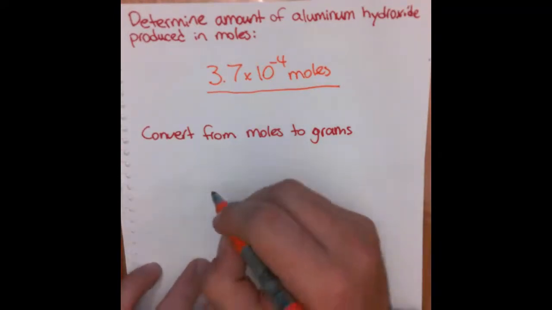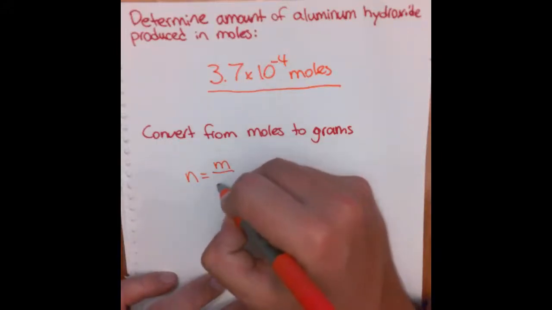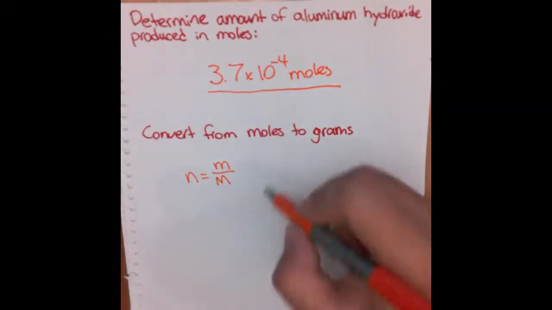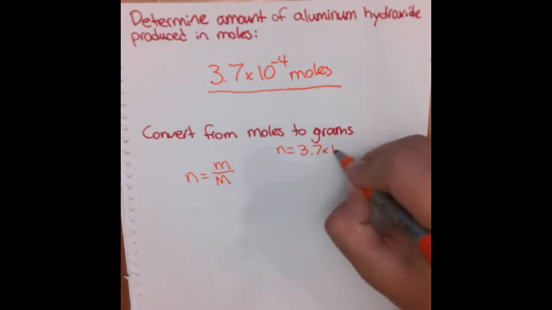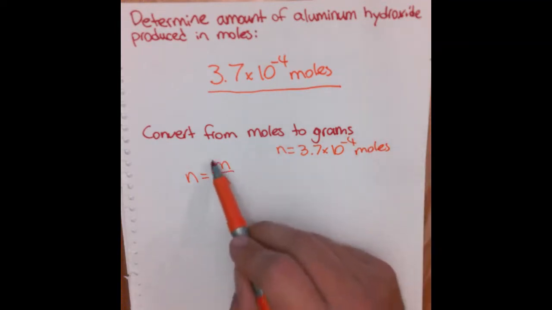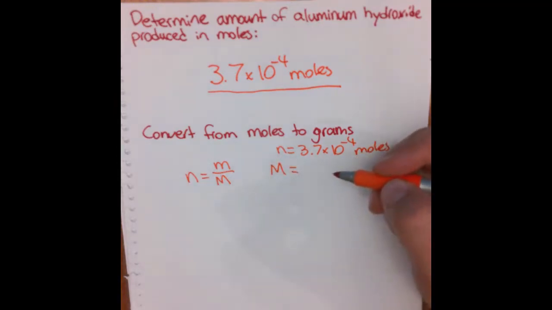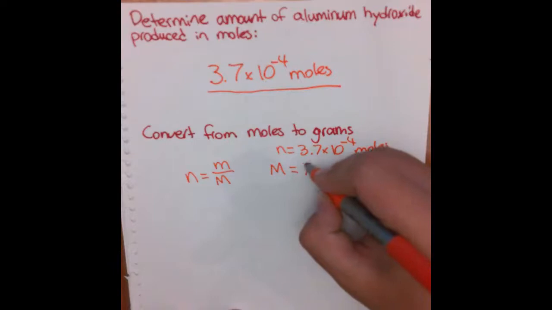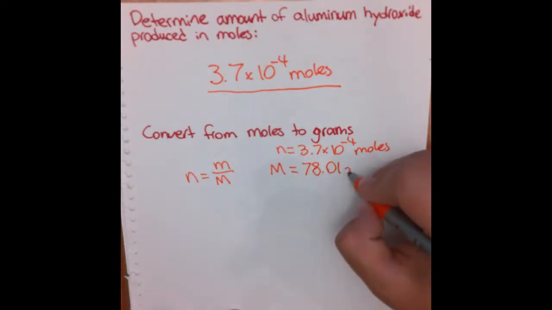So I'm going to show that my moles equals mass over molar mass, right? My number of moles is going to be 3.7 times 10 to the negative 4 moles. And my mass is what I'm looking for. My molar mass I can gather from the periodic table, and it will end up equaling 78.01 grams per mole.